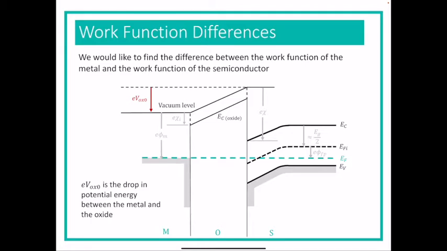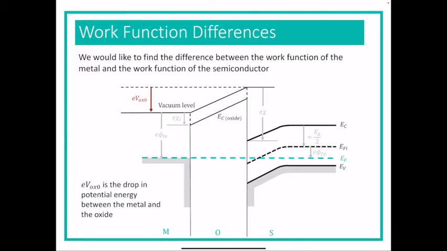But then when we put it in an equation, all the charges on electrons cancel. Anyway, the voltage V_ox is the drop in potential energy between the metal and the oxide. And it has a 0 because this is when it's brought together without anything applied. So at thermal equilibrium is where we get that.